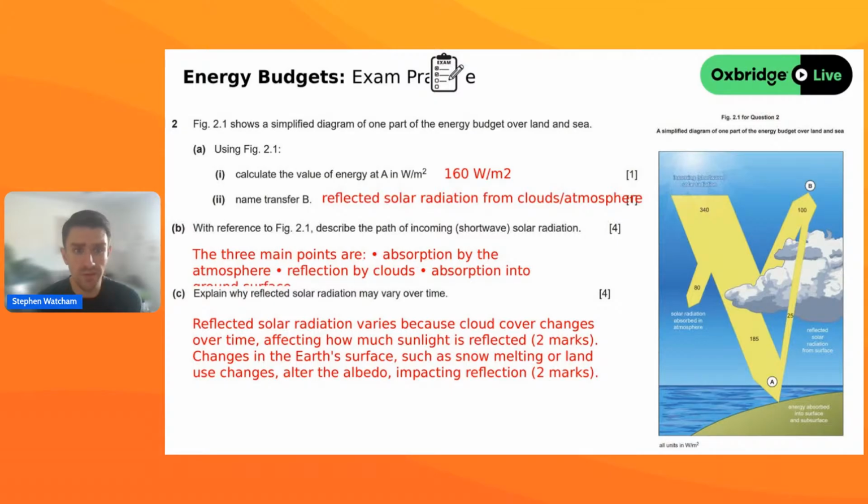You could talk about how it may vary over time in terms of year. So we might have different day lengths, different distances from the sun. We might also mention the sun's activity there. So sometimes it's more active, sometimes it's less. Hopefully that gives you a little view of some of the shorter answer questions that you might get on energy budgets.